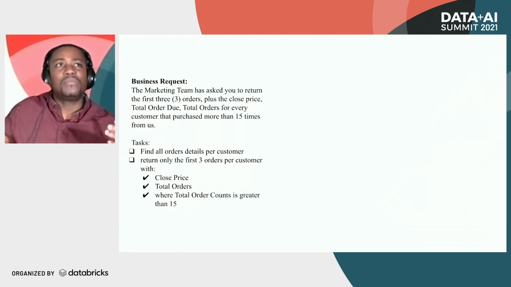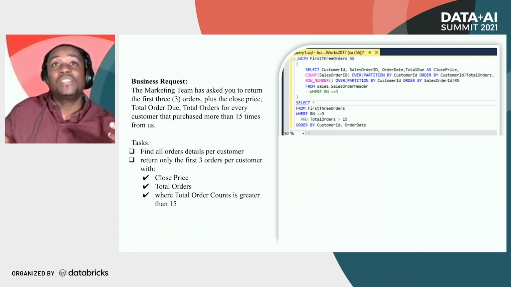Let's say the marketing team, for example, asks you to return the first three orders plus the total order due, total orders for every customer that purchased more than 50 times. So the goal is to find all order details. I'm selecting this data, customer ID, and I'm using COUNT, right, partition by customer ID and order by customer ID to give me the total orders per customer. And I'm using ROW_NUMBER, partition by customer ID, and order by sales order ID to give me the row number, because in a windowing function, I cannot use a WHERE clause. I have to use a subquery.